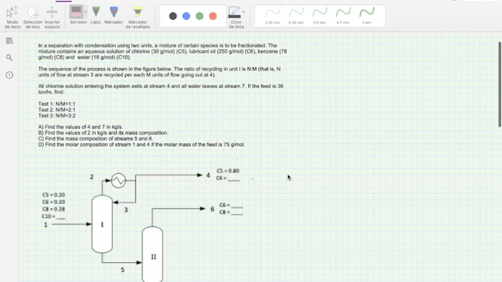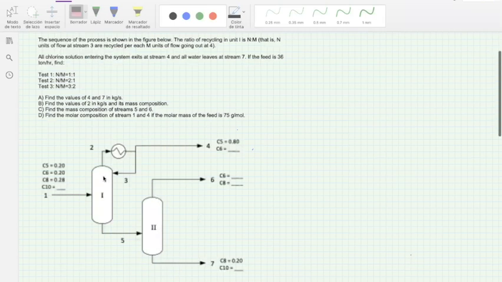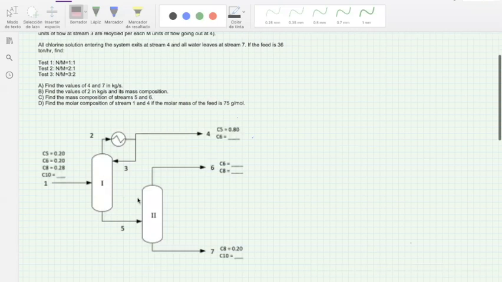Guys, welcome to a video regarding mass balance. So we have two units here, okay? And this is the process diagram. There is a feed at stream 1. It's divided in unit 2 at streams 2 and 5. And then we have a recycling or recirculation loop at 2 and 3. And 4 is the outlet, the same as 6 and 7, okay?